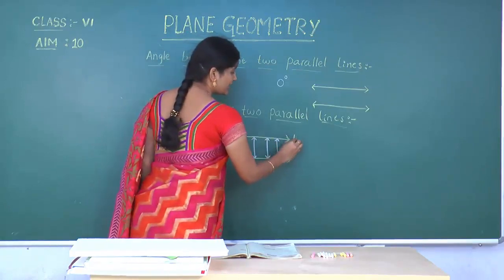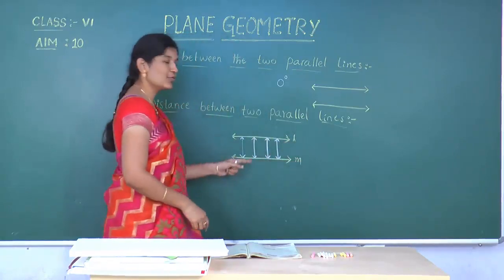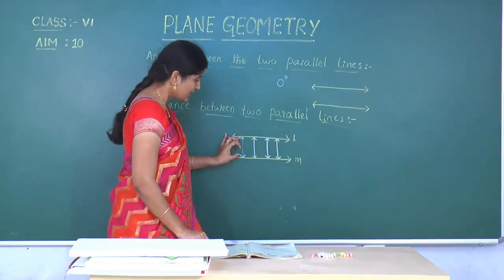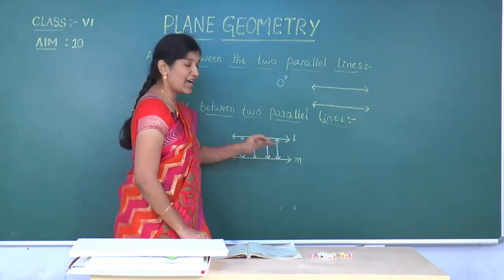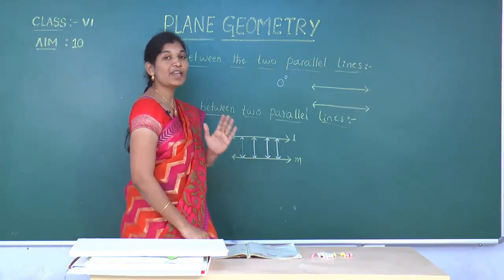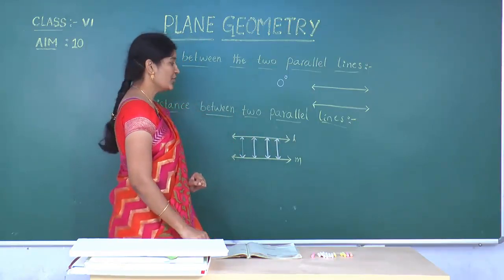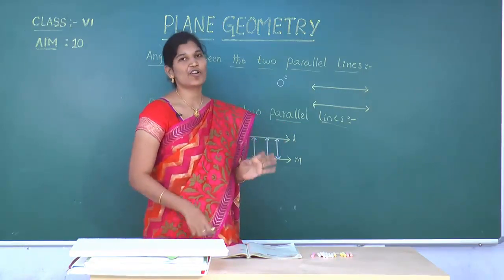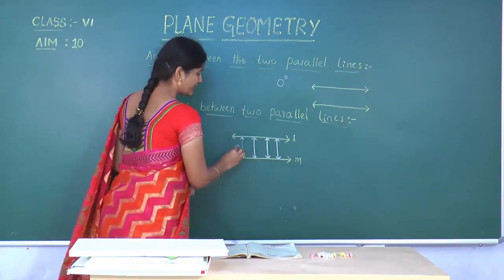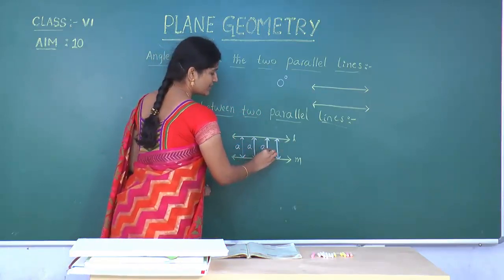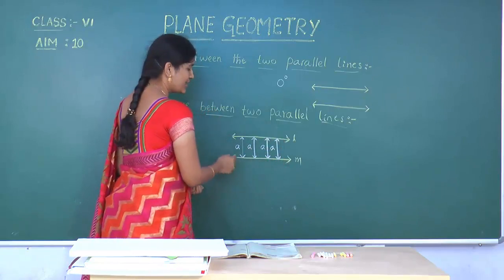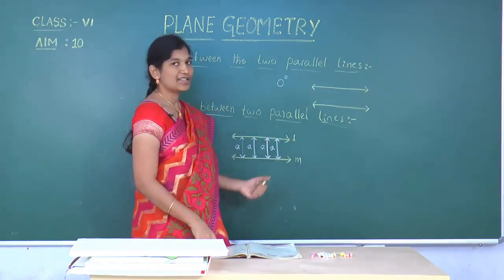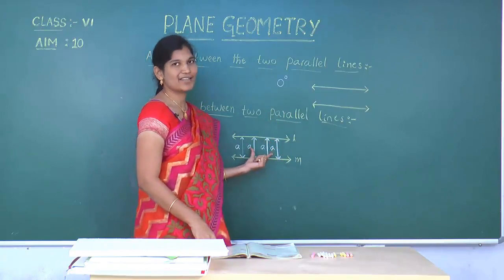Here L and M are any two parallel lines. If you measure the distance between them here, here, here, here and anywhere, it should be constant. So we can say the distance between any two parallel lines is always constant. Suppose it is A units, which means the distance between L and M is A throughout the parallel lines. The distance does not change.